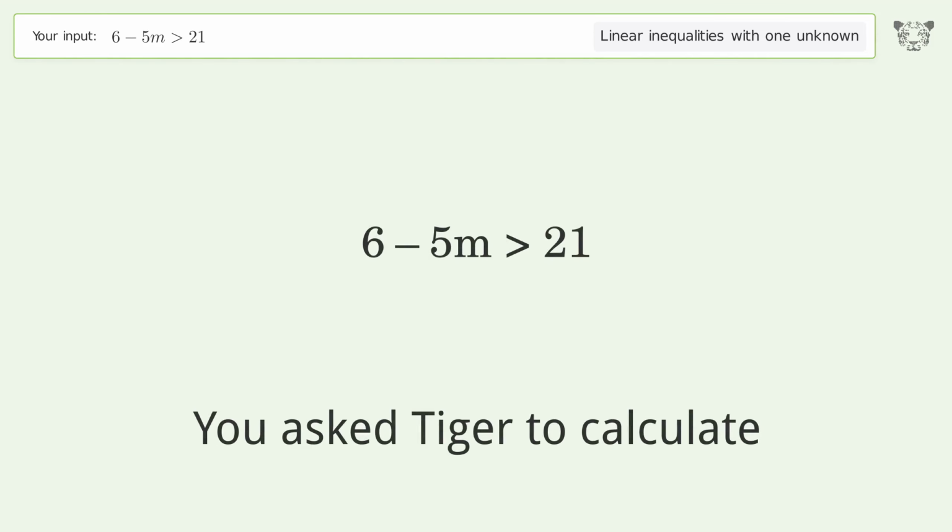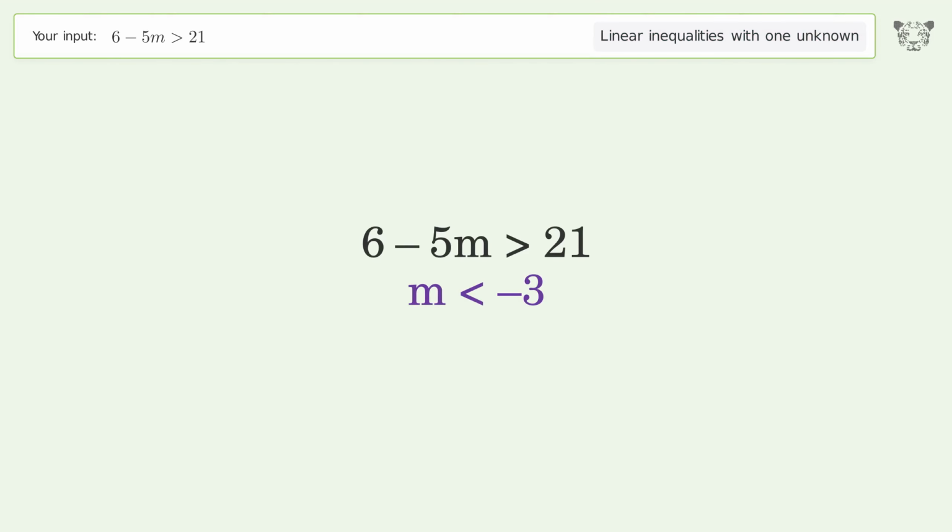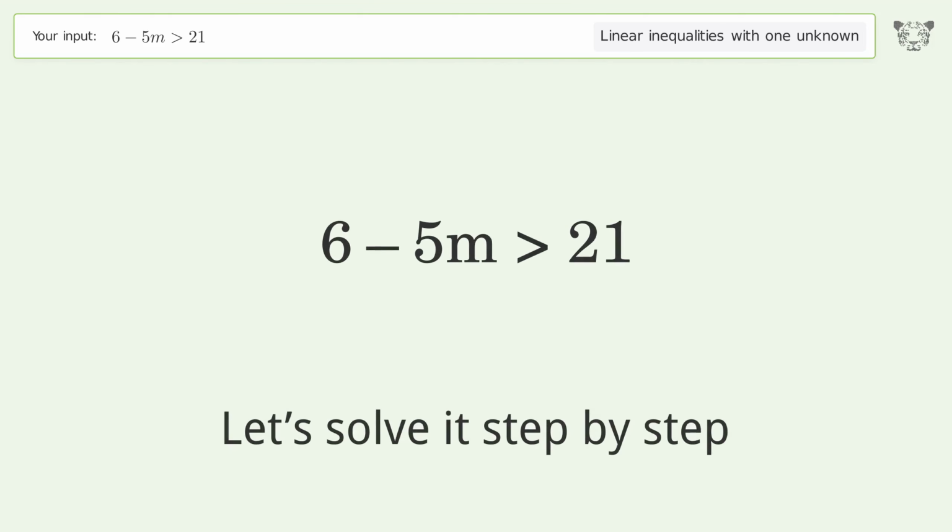You ask Tiger to calculate. This deals with linear inequalities with one unknown. The final result is m smaller than -3. Let's solve it step by step.